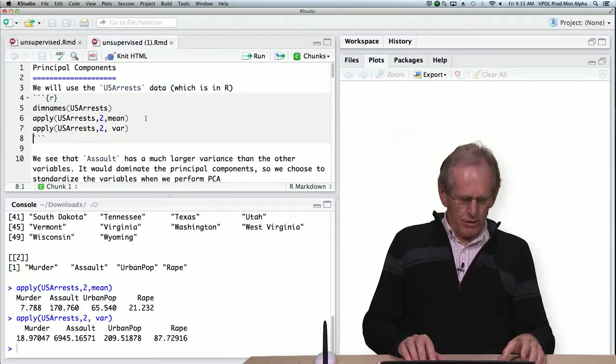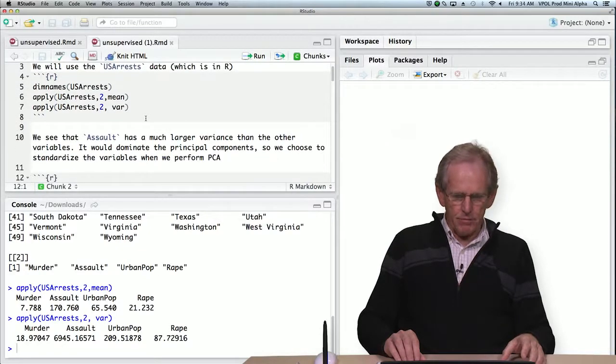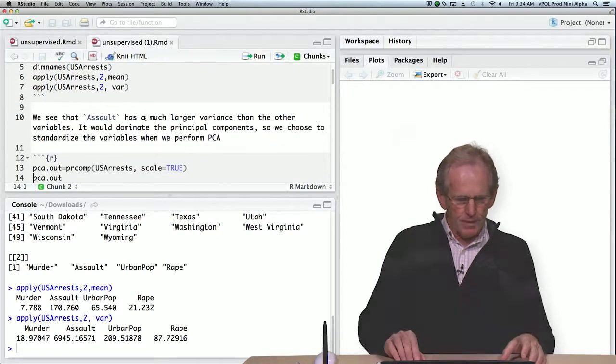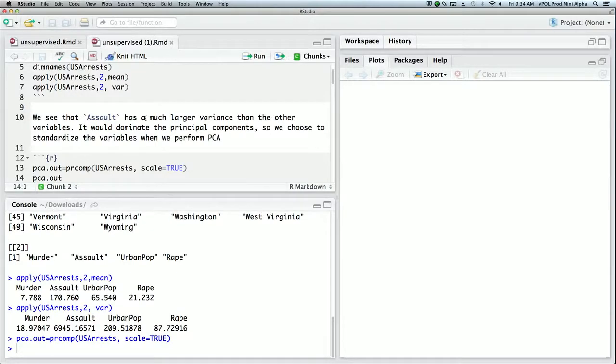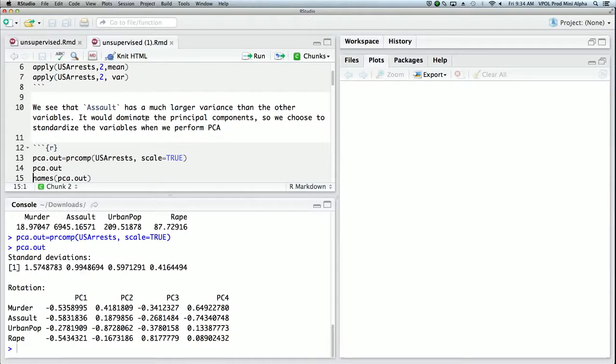And these variances are largely due to the fact that each of the variables is measured in different units. So all that's to say, we're going to standardize the variables before we do principal components. We standardize them all to have unit variance. prcomp will actually do that for you if you set scale equals TRUE. So here we make a call to prcomp and assign the result to pca.out. And then we can just print it as usual, and we see a summary.